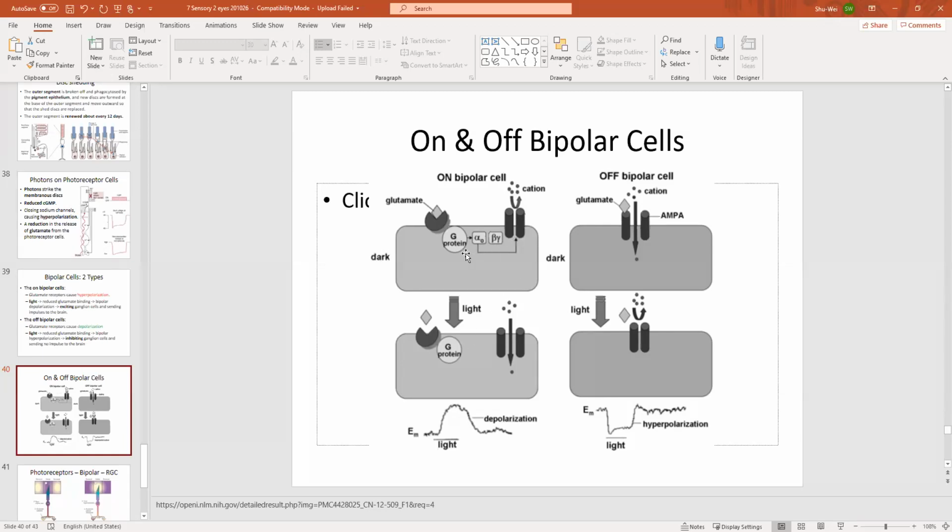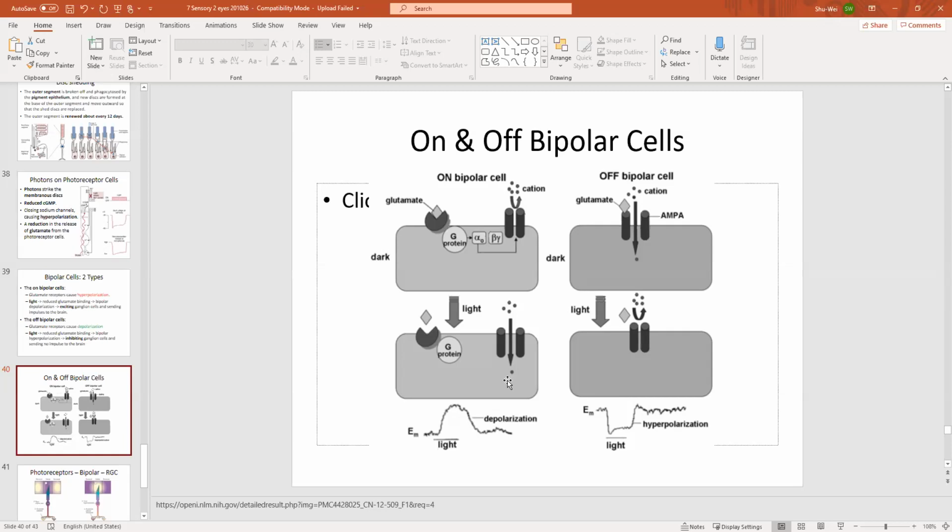So this is a G protein dependent ion channel. When there's light, there is no glutamate, so this G protein receptor is not activated. Then this channel keeps open and allows sodium to go in, causing it to be activated. That's why it's on when there is light. It's depolarized, positive charge ions going in. That's the on bipolar.